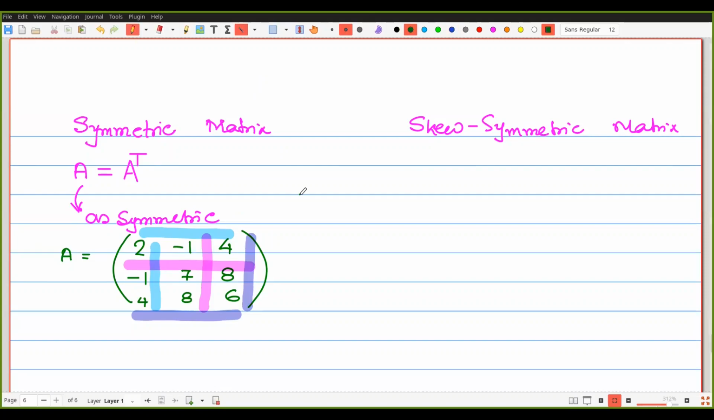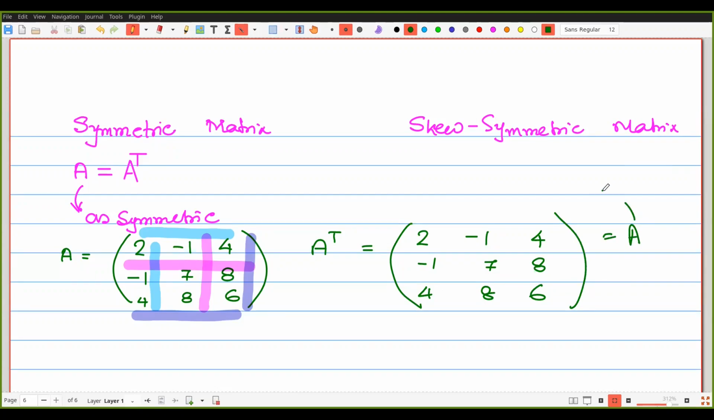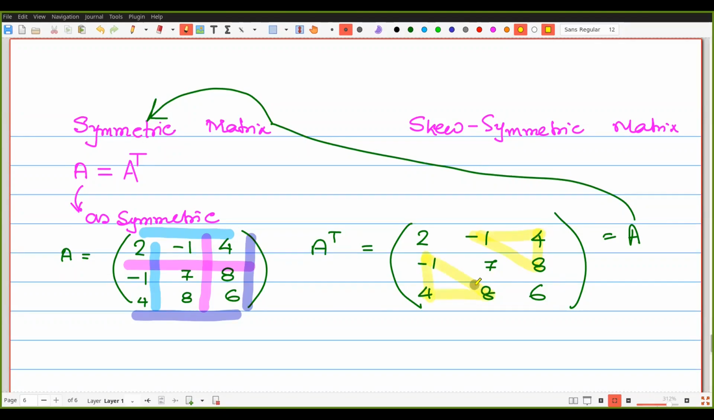So if we proceed with A transpose, we are getting 2 minus 1 4, then minus 1 7 8, interchanging the row and column, then 4 8 6. So we are getting the matrix itself. So we must say that A is the symmetric matrix. Just look at this thing here. That one, minus 1 4 8, is the same as minus 1 4 8. That's why it is a symmetric matrix.